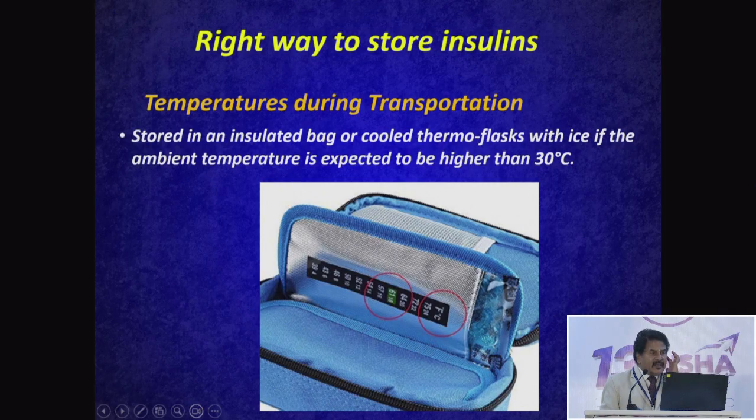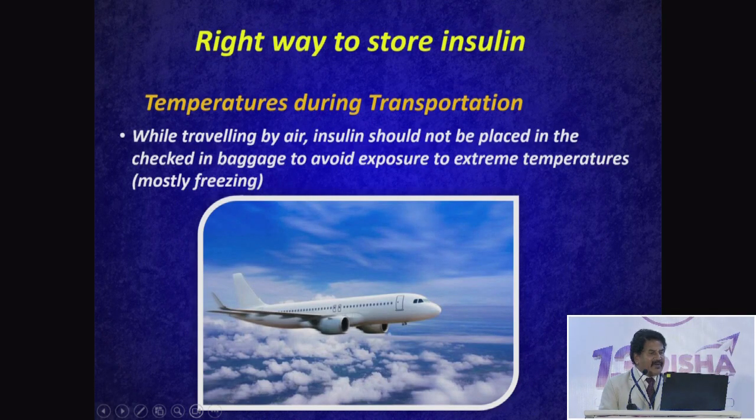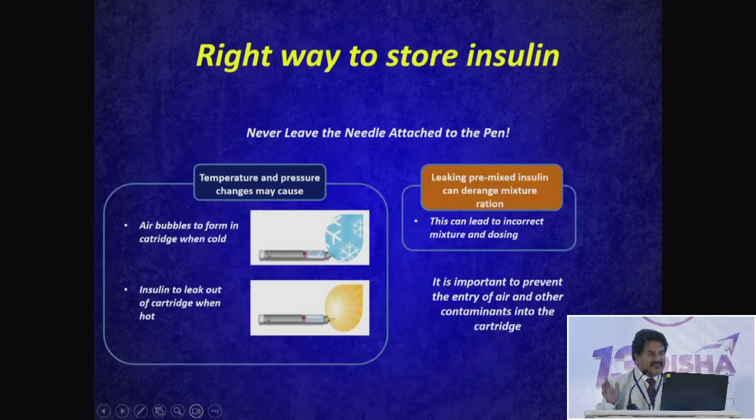During travel by car, bus or train, the insulins can be stored in an insulated bag or cooled thermoflask with ice if the ambient temperature is expected to be higher than 30 degrees Celsius. Insulin should not be kept in a locked car with closed windows. Air travel is very common nowadays. Insulin should not be placed in the checked-in baggage, to avoid exposure to extreme temperature, mostly freezing.